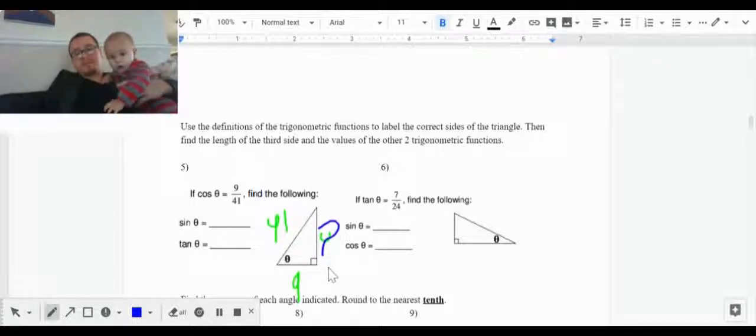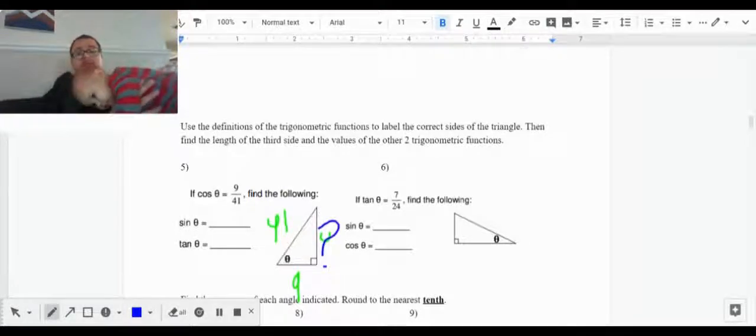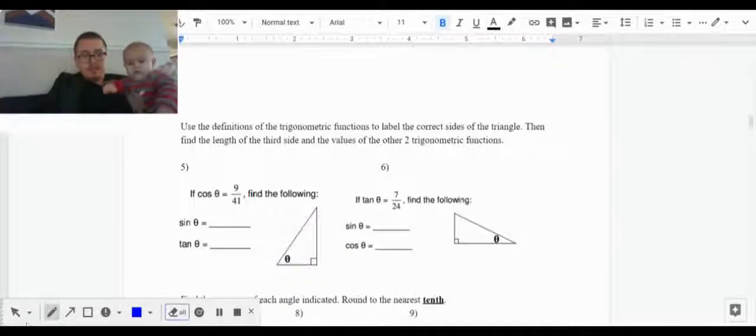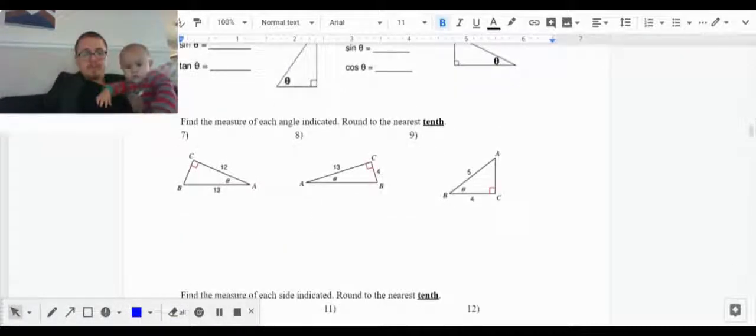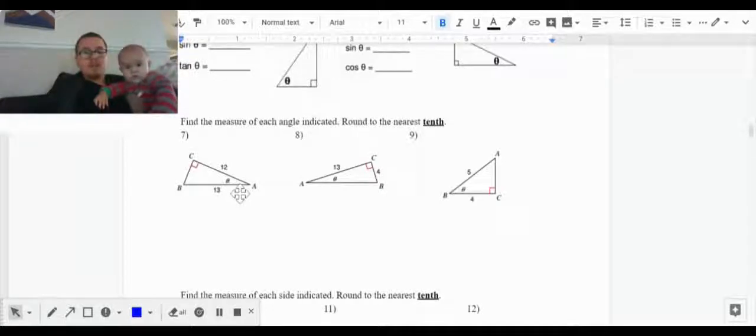Well, look at the theta, and what side lengths do you have? Well, we have the adjacent and the hypotenuse, so that's going to tell me that I'm going to use cosine. So it's going to be cosine of theta equals 12 over 13. Adjacent over hypotenuse, 12 over 13. So that gives you the ratio, but we don't want the ratio.